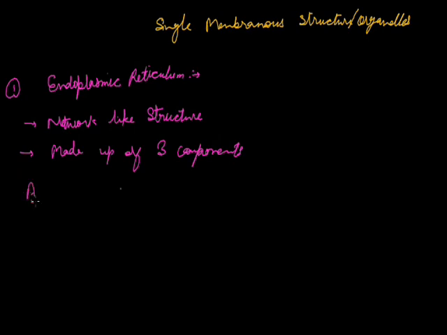First one is cisternae. These are long, flattened and broad-shaped structures which contain ribosomes on their surface. These are rod-shaped flattened structures which contain ribosomes on their surface.